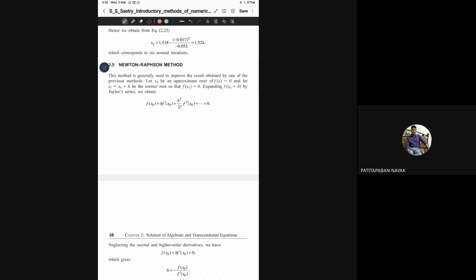x0 is the approximate root of f(x) = 0, and we have to find the next one. Let x1 = x0 + h, where h is a very small increment. If that is the case, we can just use the Taylor series expansion. I wrote the Taylor series expansion in the last class. You can check that. Maybe I can show you quickly.